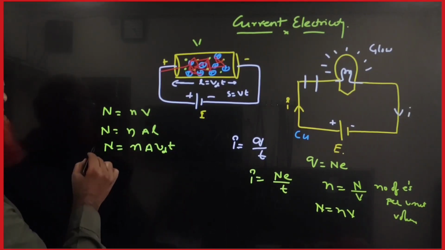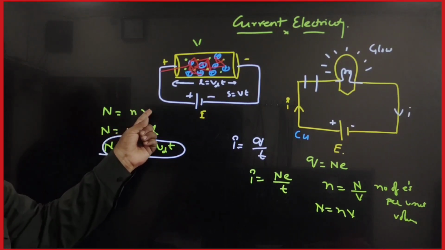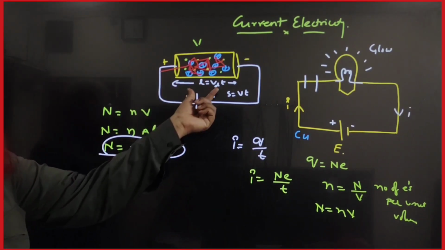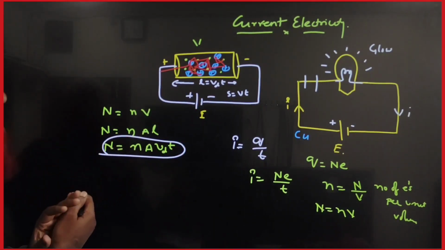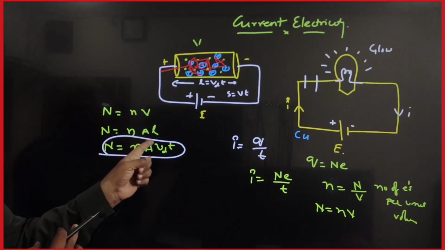So totally, what is the formula for N? It is going to be small n. So capital N is equal to small n into V. Volume is area into length, which means velocity into time. So totally, what is the formula for capital N? It means small n into A into Vd into T.